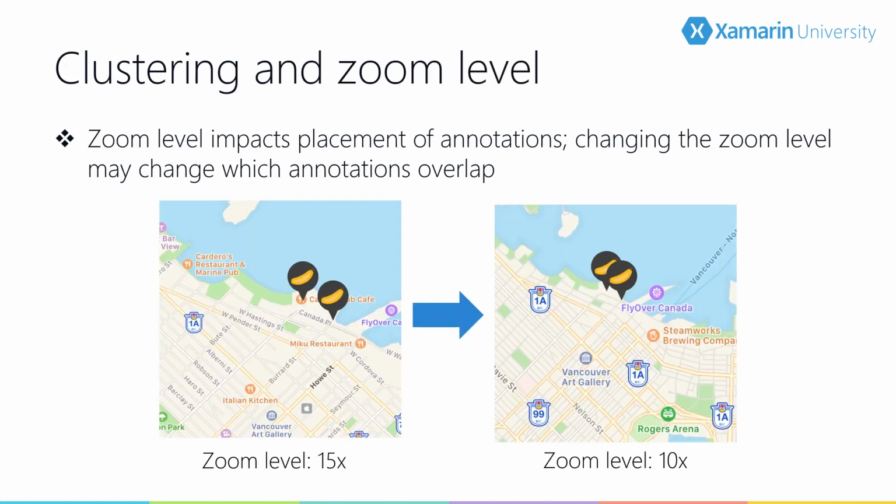Zoom level is also a factor in determining a cluster. As you zoom out, the map gets smaller and causes the annotations to get closer. For example, in the left image, the 2 annotations are not touching. However, in the right image, by zooming out, they're now touching and eligible for clustering.